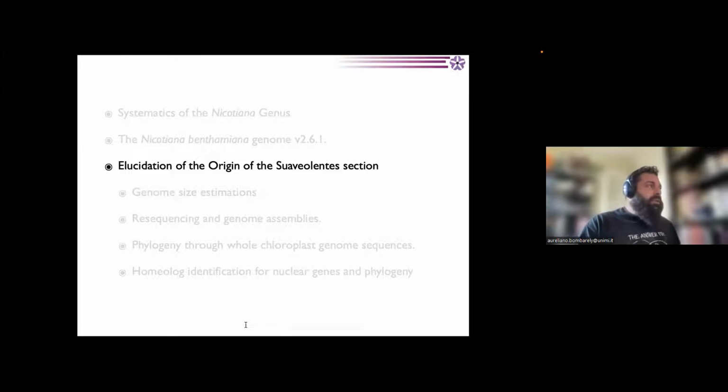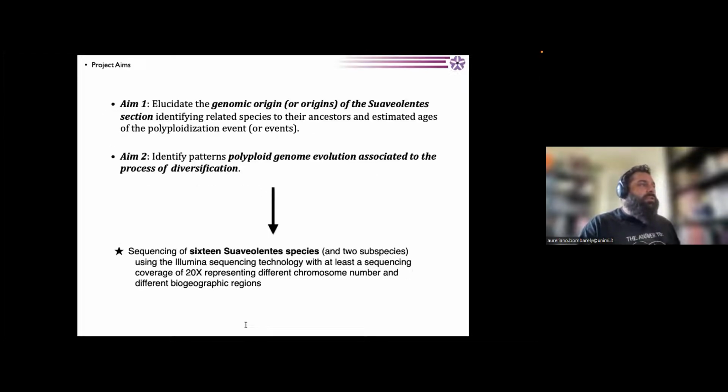So as I said, let me talk a little bit about the illustration of the origin of the Nicotiana section. We had two aims when we started to propose this work. The first is where the Suaveolentes section comes from, and the second is whether we could detect or identify patterns of genome evolution associated with the process of diversification.